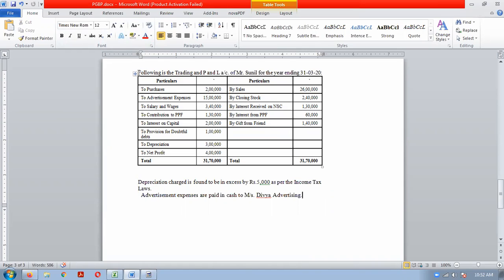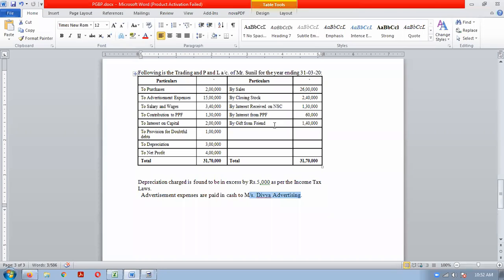Read this question. Following is the trading and profit and loss account of Mr. Sunil for the year ended 31st March 2020. Okay, so trading account and profit and loss account is given, and some 2 adjustments are given. See, depreciation charged is found to be excess by 5,000 as per income tax laws, and advertisement expenses are paid in cash to Mrs. Divya Advertising.